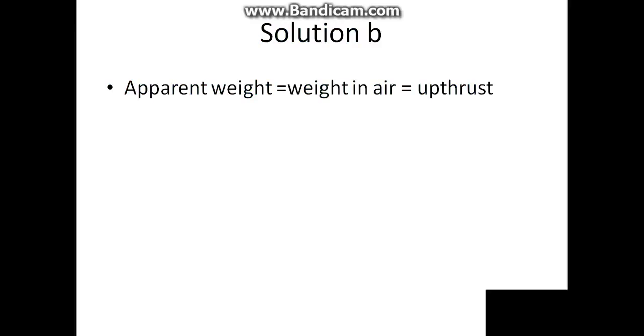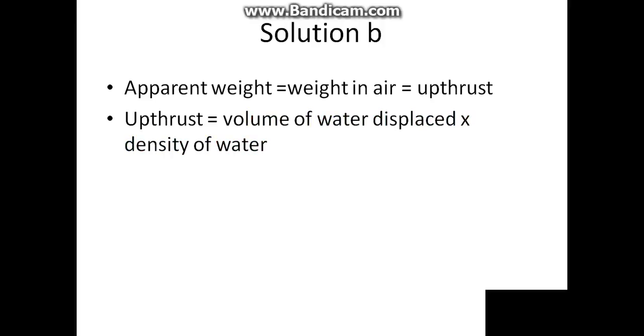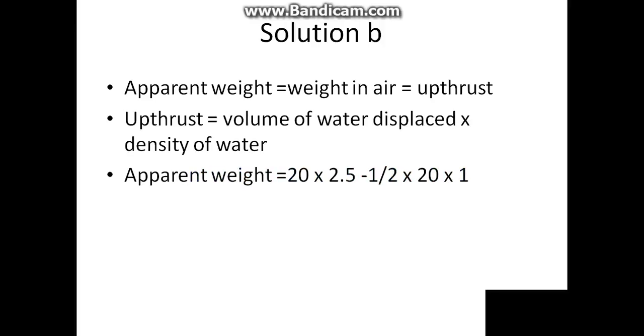Solution B. Apparent weight equals weight in air minus upthrust. Upthrust is equal to volume of water displaced times density of water. Therefore, the apparent weight is equal to 20 times 2.5 minus half times 20 times 1, which is equal to 50 minus 10, which now gives us 40 grams.